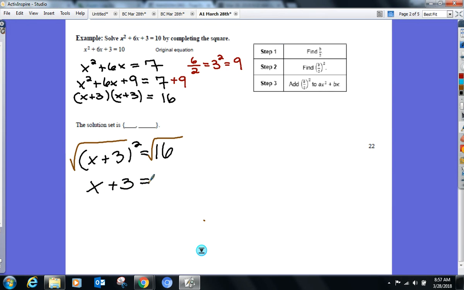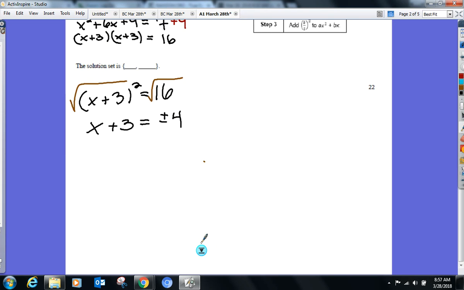What's left on the right? Plus or minus 4, yep. When you take it out of the square root, it's plus or minus. Because we knew from the beginning how many answers were we going to have? 2. All right, how do I get those 2 answers now?